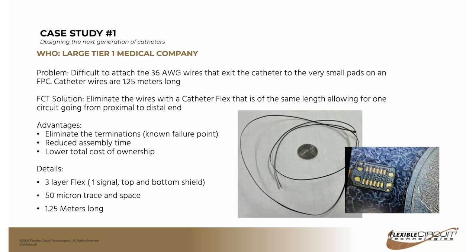This is just an example case study. Somebody had a part that was a bunch of wires, a little over 1 meter long. They were having to make multiple connections. As Mark alluded to, one of the common failure points is a solder joint or a connection or a termination. By going to one flex circuit that took everything from the proximal to the distal end, we got rid of known failure points, reduced assembly time at the customer's site, and then ultimately that leads to a lower total cost of ownership. This particular design is a 3-layer flex.